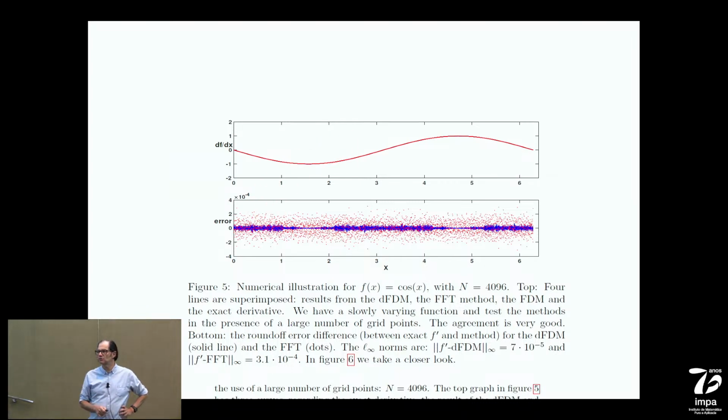Now let me ask for your help. Why do you think that the error of the FFT derivative grew and became bigger? Here's a hint: it has to do with the fact that I'm using a lot of points. Why is a lot of points now playing a little bit against me?